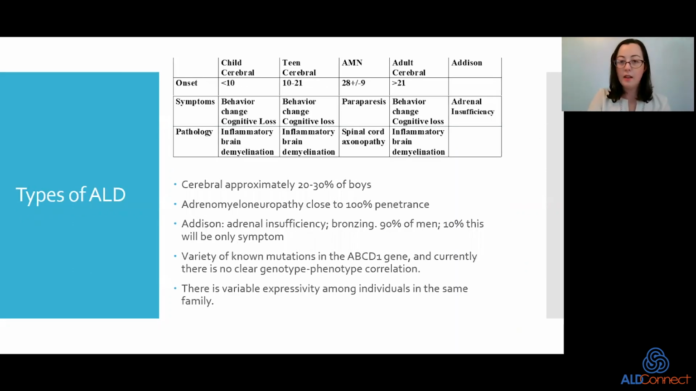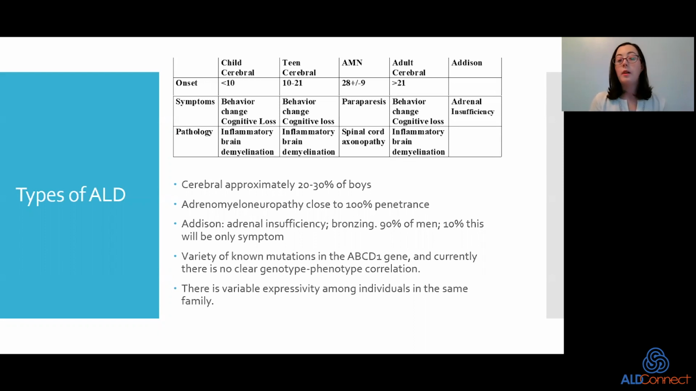Okay. So we're aware that, generally speaking, while this is considered one condition, ALD, there are different forms of the condition. The one that we'd be most concerned about is the cerebral childhood onset form that affects males. This is a very devastating condition that needs immediate attention once diagnosed, and approximately 20 to 30% of boys with ALD are at risk for this cerebral form.